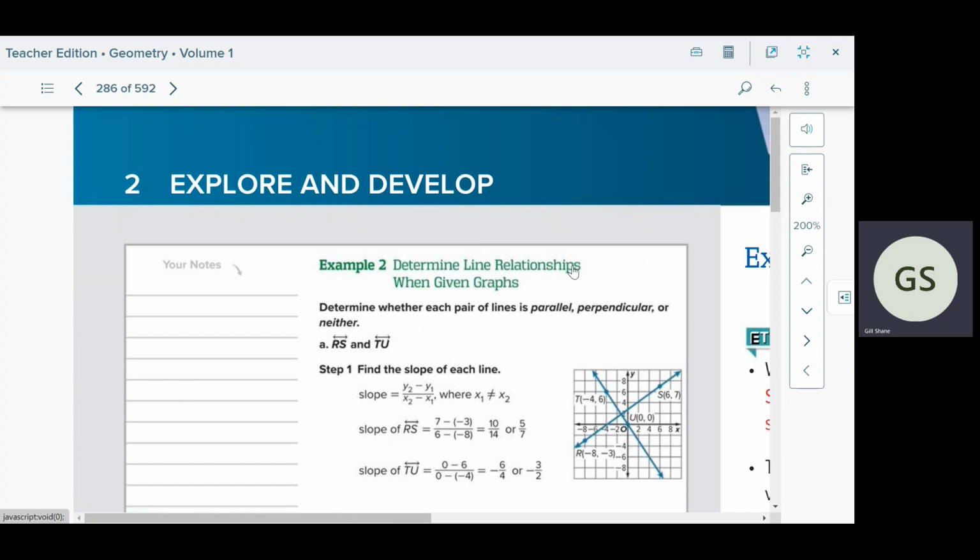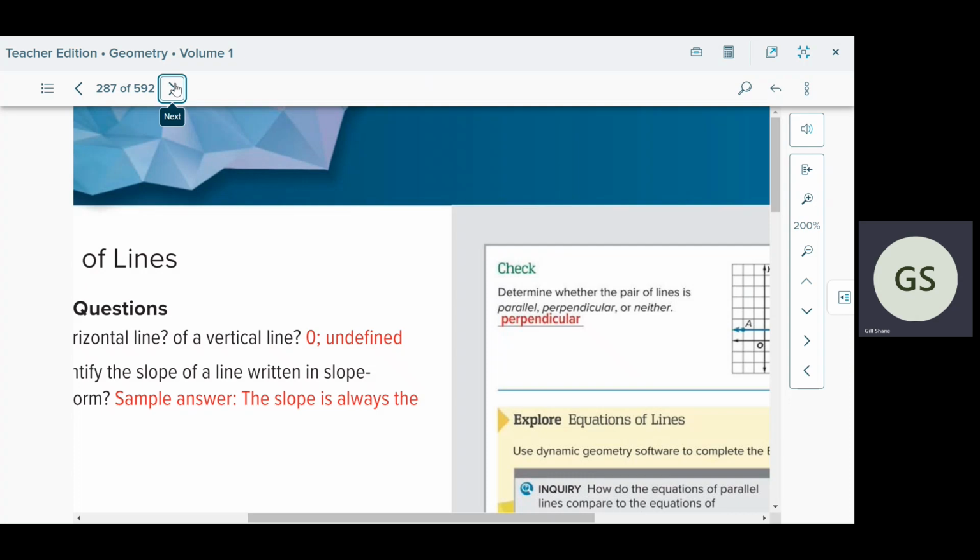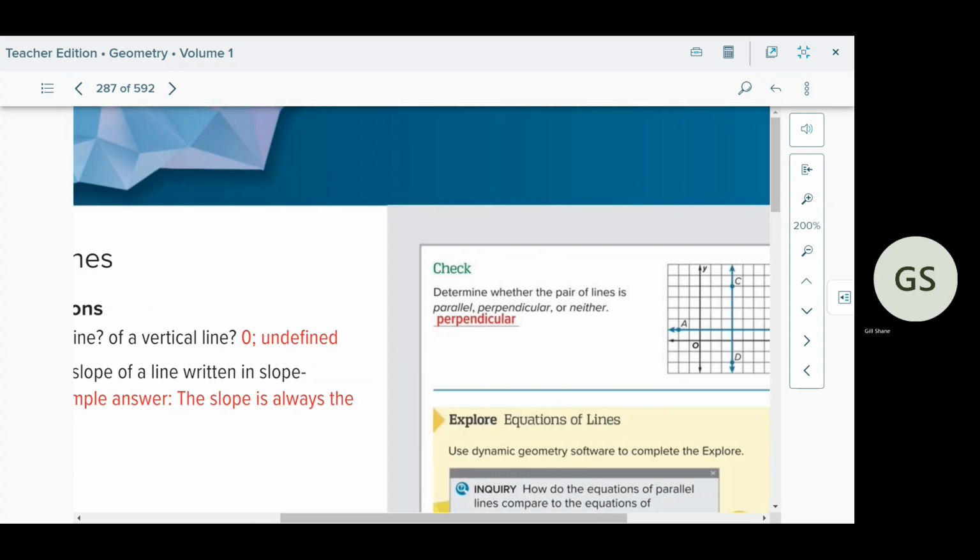So let's see. Let's go ahead and we will go to the next page. Oh, let me make sure. Yeah, I think we're good.